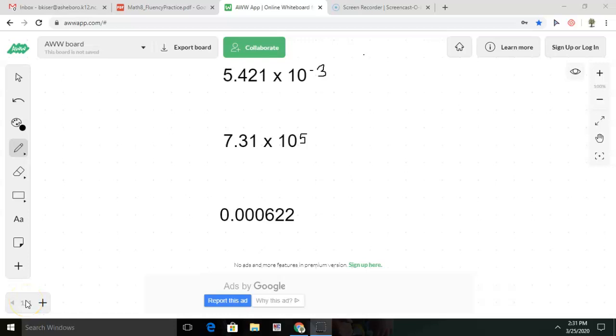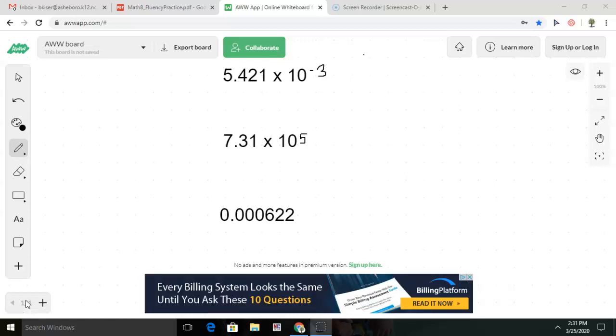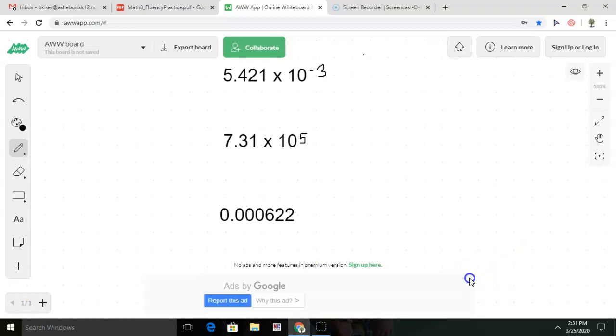Hey everybody. A lot of people had questions about page 1 of the math packet, if you were able to get that last week. So I wanted to talk a minute about scientific notation.